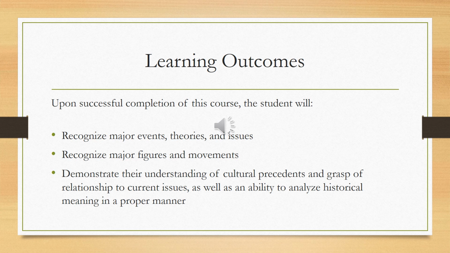These are the learning outcomes for this class. Upon successful completion of this course, the student will recognize major events, theories, and issues, recognize major figures and movements, demonstrate their understanding of cultural precedents and grasp of relationship to current issues, as well as an ability to analyze historical meaning in a proper manner.